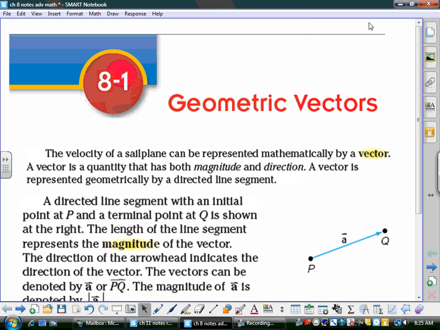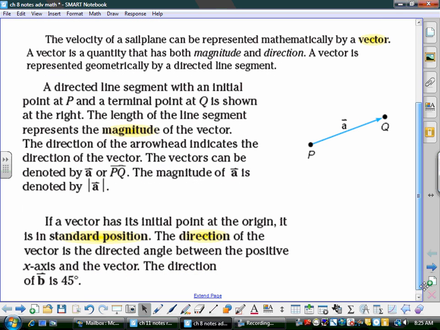Last night in your homework, you were supposed to read through section 8.1 and define the vocab words in that section. It was about vectors. Vectors have both a magnitude and a direction. The magnitude is usually the distance of the vector, and it's denoted using kind of an absolute value symbol. That's the magnitude or the length of the vector.